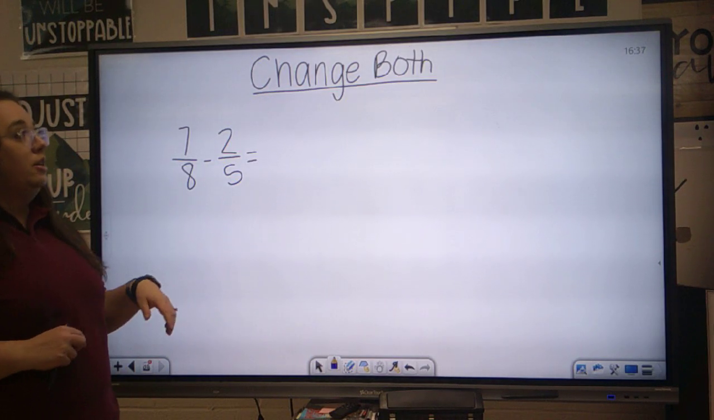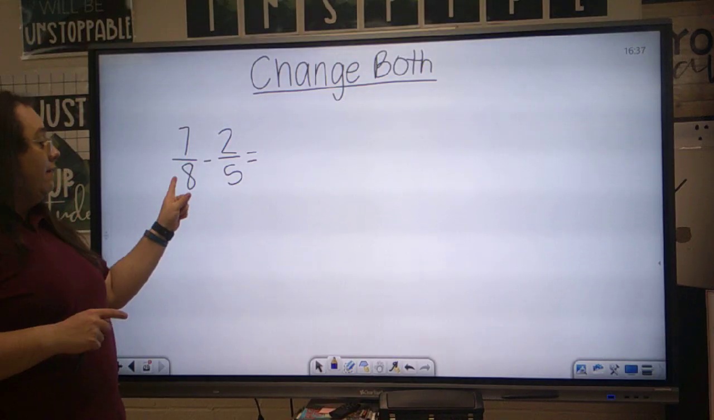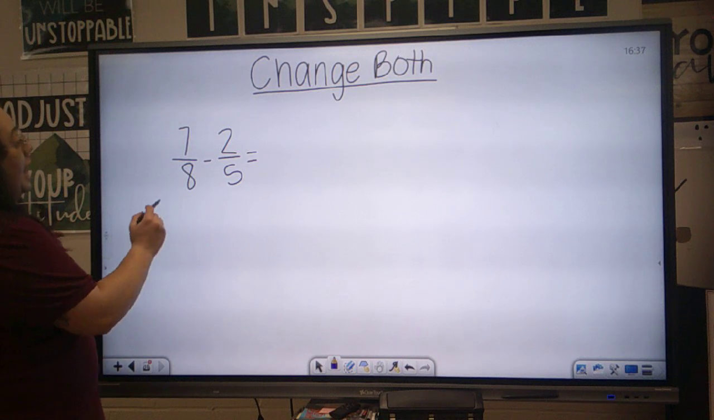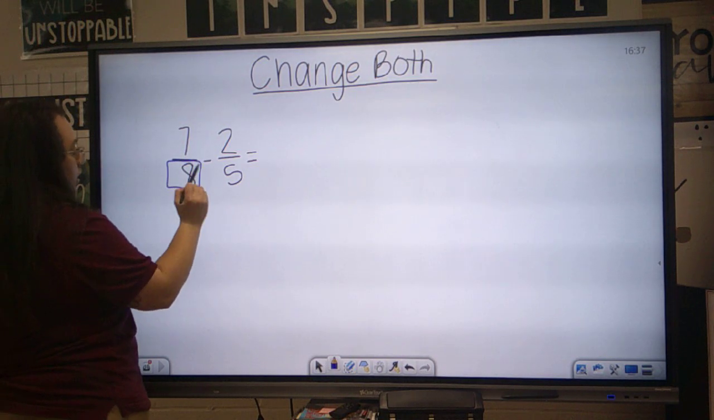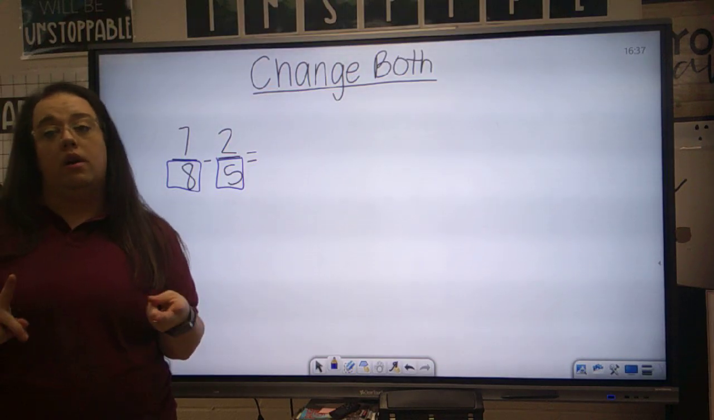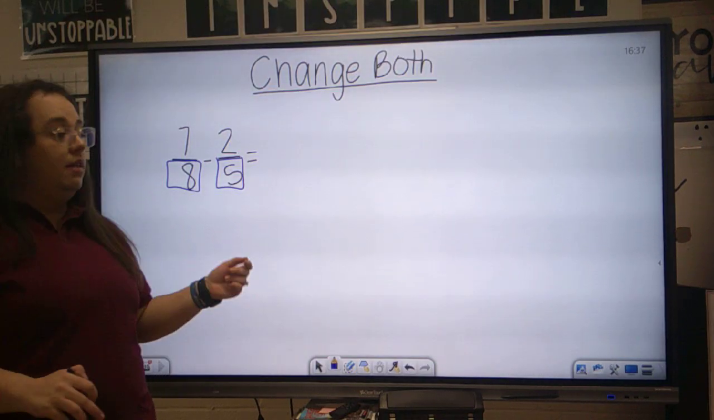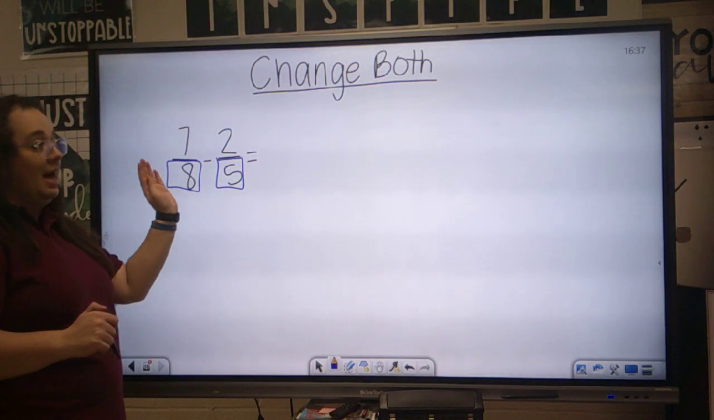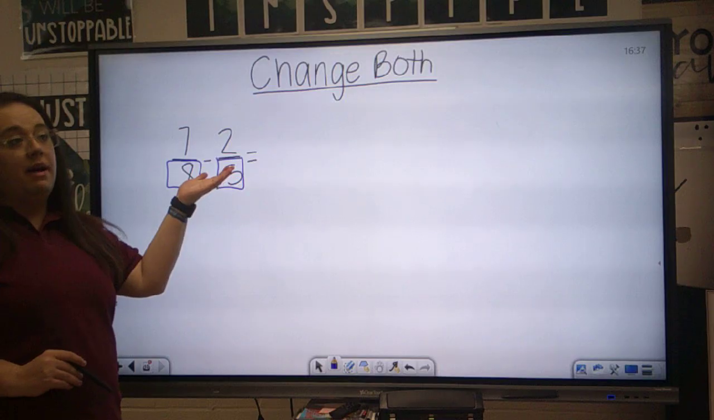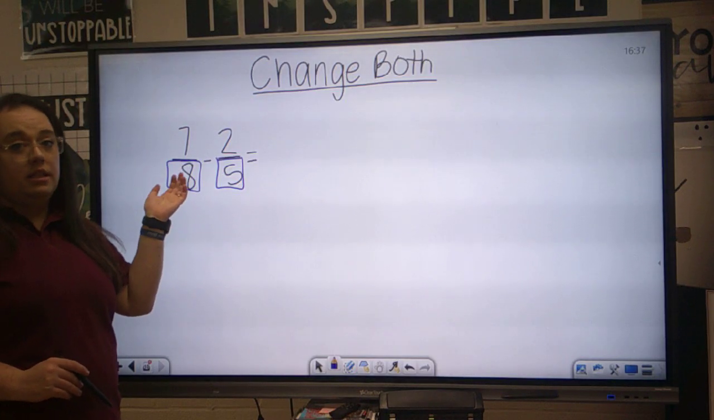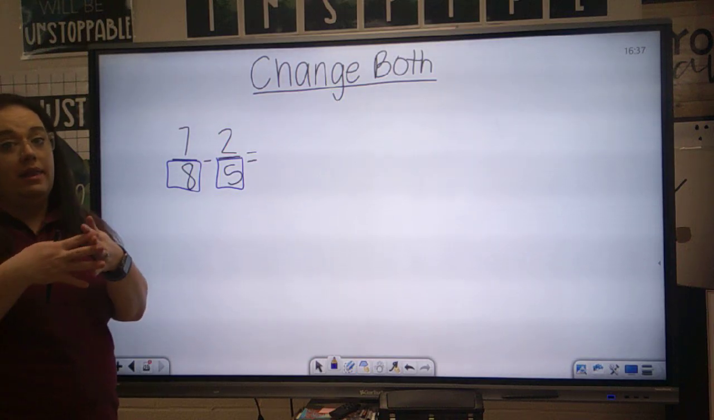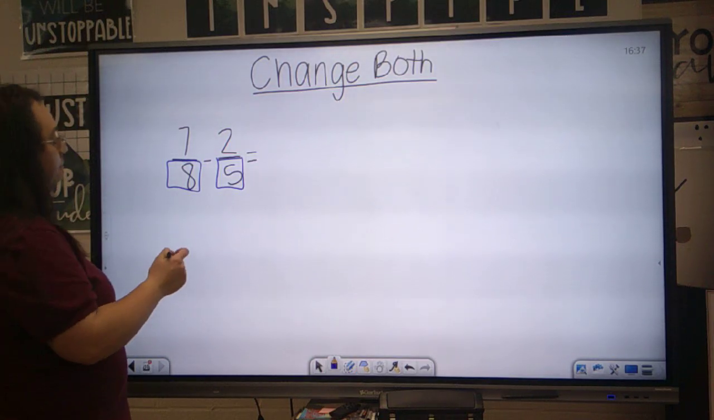In our second strategy, where you change both, 7/8 and 2/5 are the two that we're going to look at. 8ths and 5ths are not factors of each other, nor are they multiples. By that I mean, there is nothing I can multiply by 8 and get a product of 5. There is nothing I can multiply by 5 and get a product of 8. So their least common denominator is going to be when you multiply them together in this case.